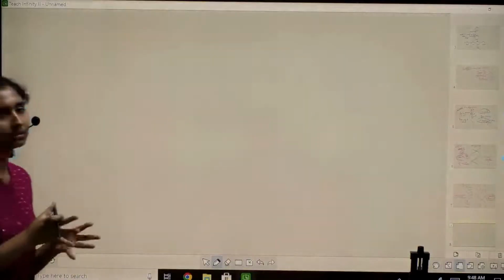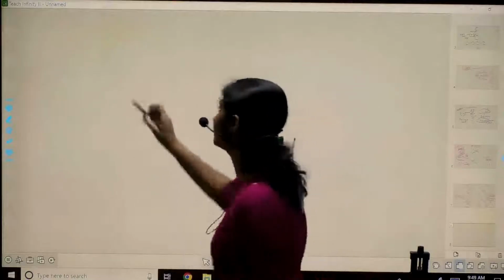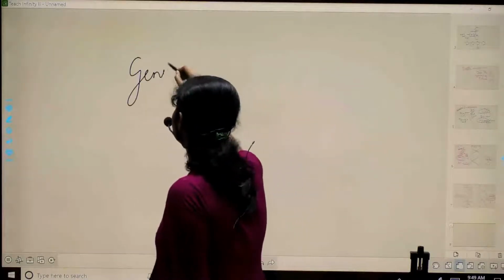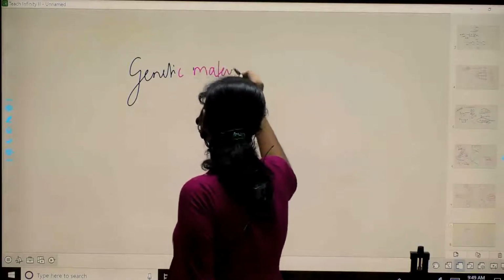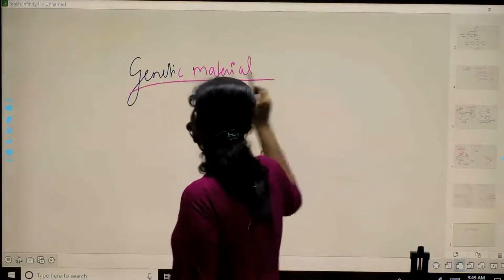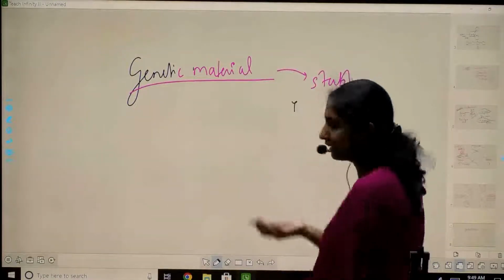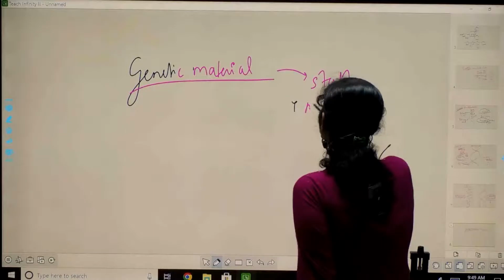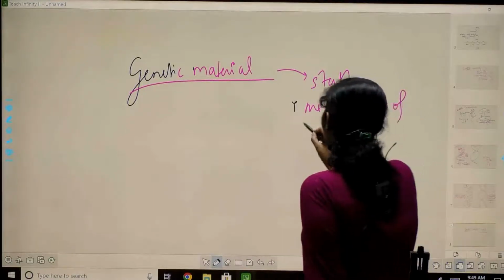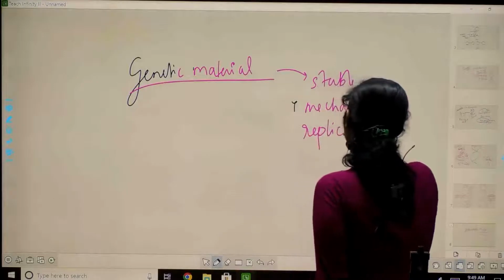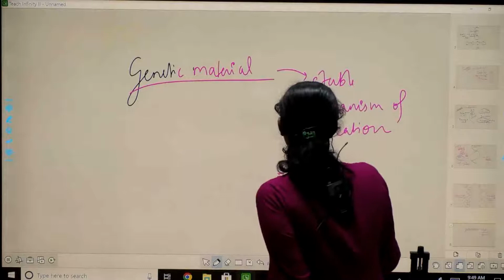So in organisms, we do find DNA as well as RNA as the genetic material. A genetic material, first of all, should be stable. It should be able to replicate itself, so there should be a mechanism of replication. And it should allow for changes to occur within itself.